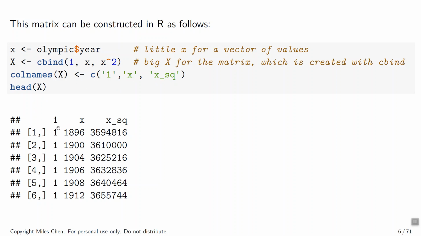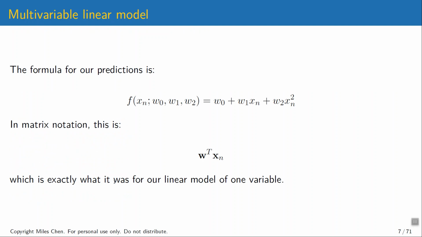And we can see we have a column of ones, the year 1896, and when you take the year 1896 and you square that, you get 3,594,816, okay? And so on and so forth. With the year 1900 squared, you get 3,610,000, so on and so forth. This is what our X matrix looks like. We have a total of 28 observations, so X is 28 by 3, 28 rows, 3 columns, okay?